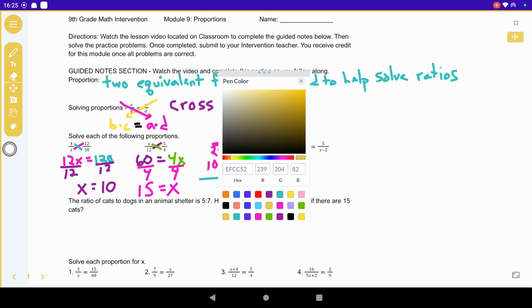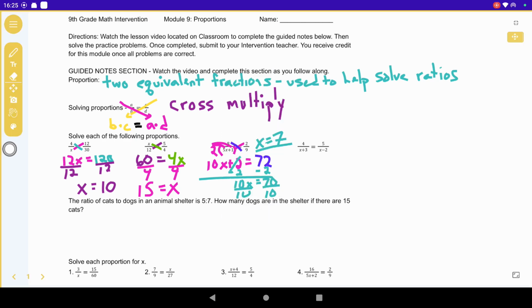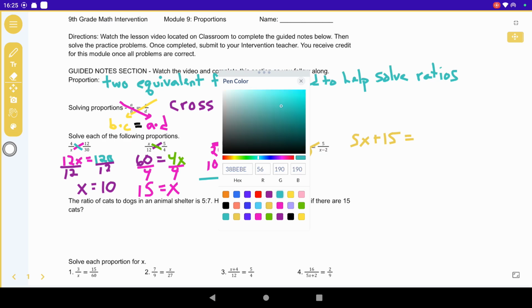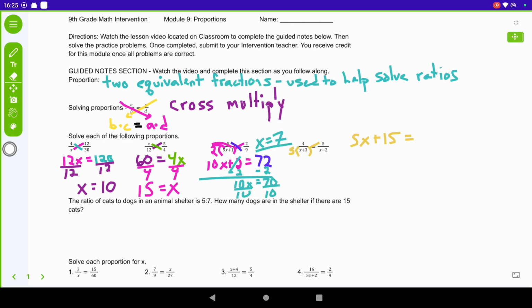On the last one. So again, put your denominator in parentheses. You're going to multiply by 5. I'm going to do this over here to the right. So 5 times x is 5x. 5 times 3 is 15. And then again, you're going to distribute the other way. We're going to go 4 times x minus 2. So 4 times x, and then 4 times negative 2.